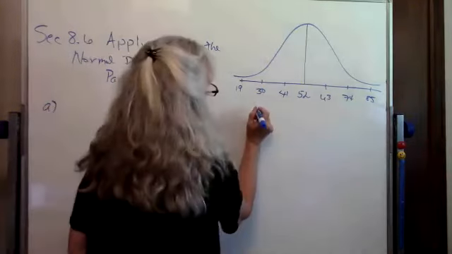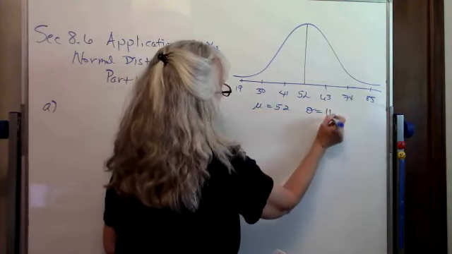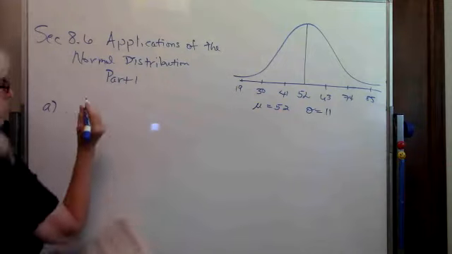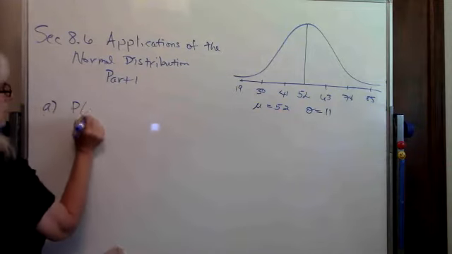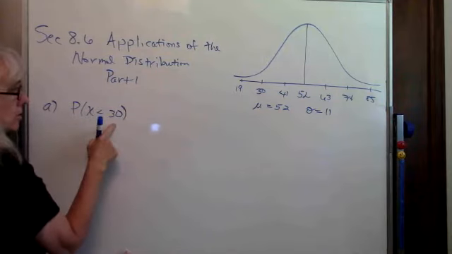Sorry, let me write that down. The mean is 52 and the standard deviation is 11. Part A is asking, estimate the percentage of students scoring 30 points or less. So we want the number of students who have a score that is less than 30.